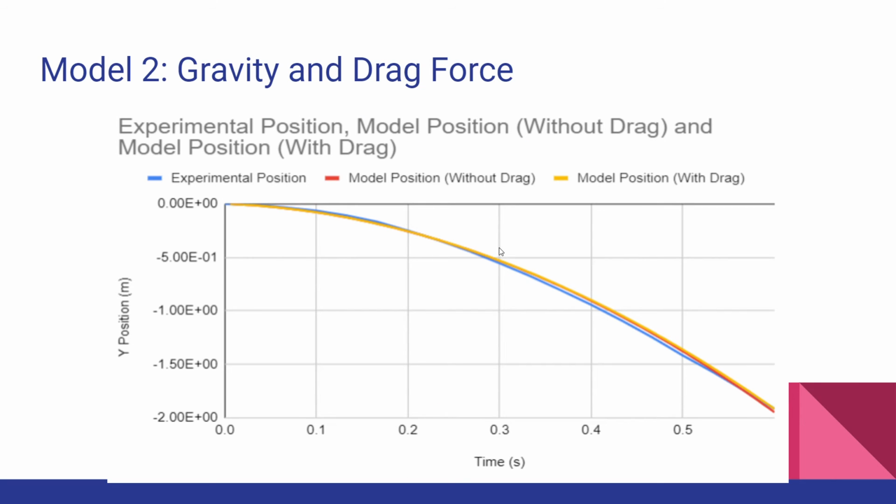When I put all of them together, you can see that the model position with drag, like the model position without drag, is for the most part aligned with the experimental position. We do have a few discrepancies here, likely as a result of human error, but unlike without drag, the model position with drag does align with the experimental position.